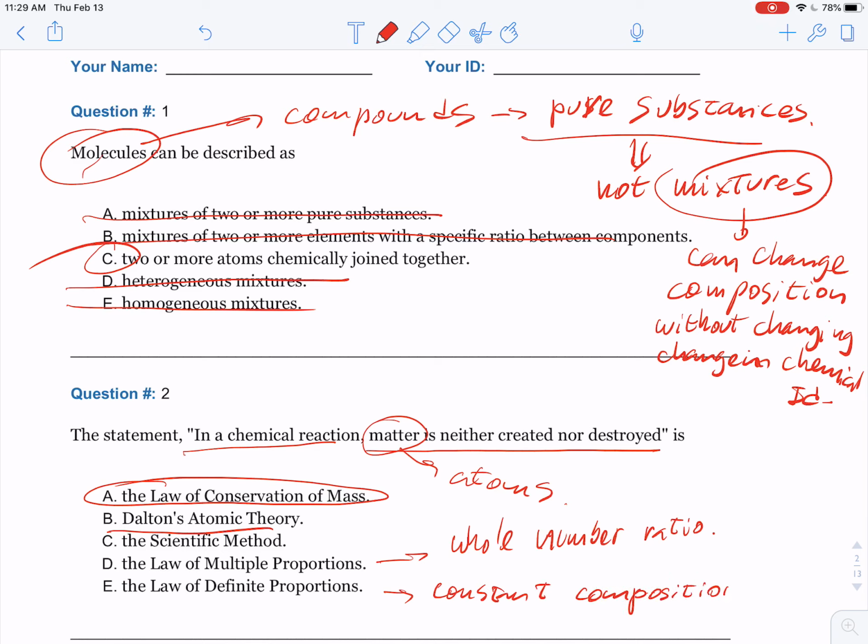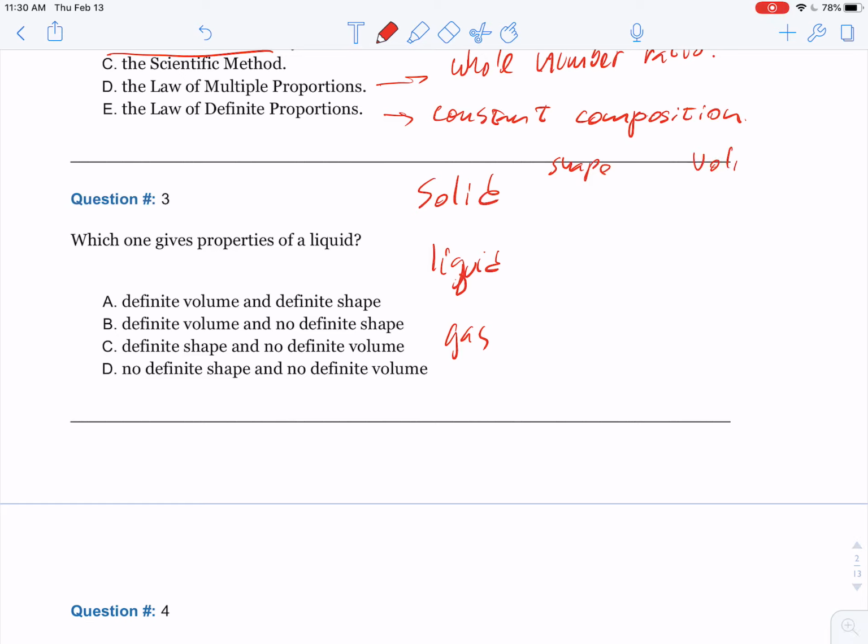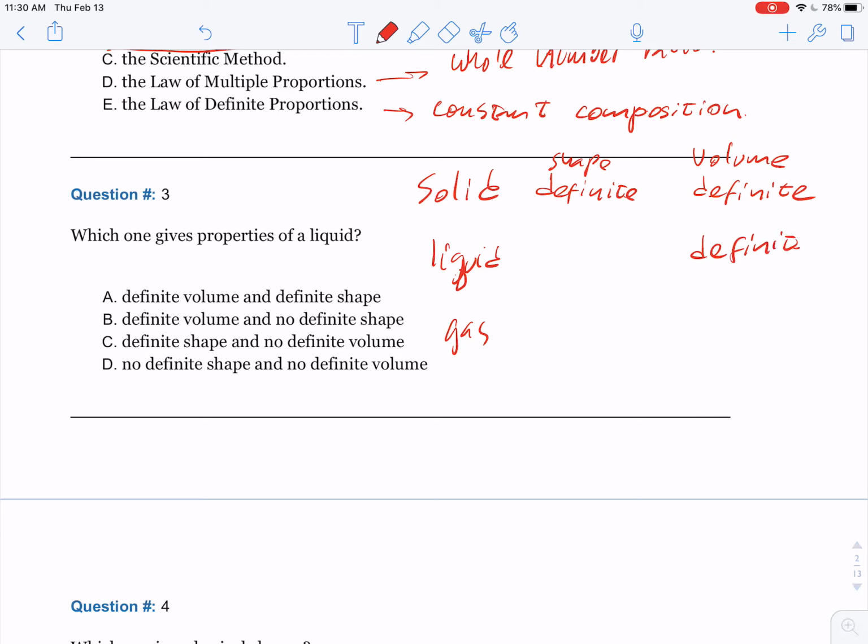Properties of a liquid. So remember, we have solid, liquid, and gas. When it comes to shape and volume, the solid has definite shape and definite volume. The liquid has definite volume, the volume doesn't change, but the shape is variable.